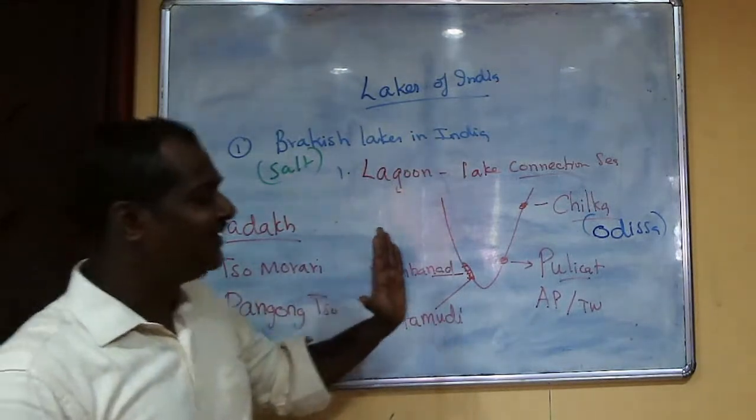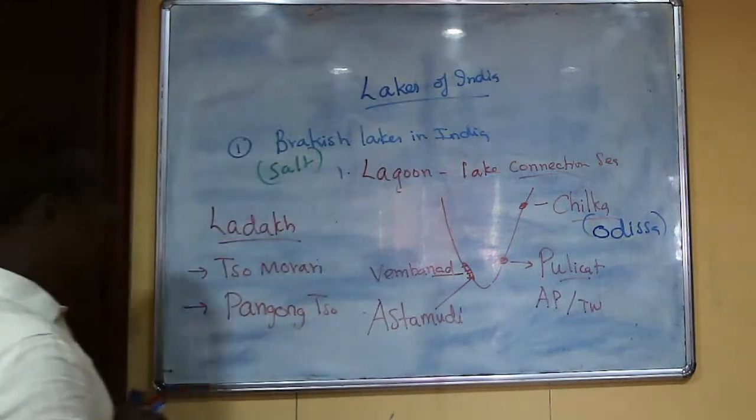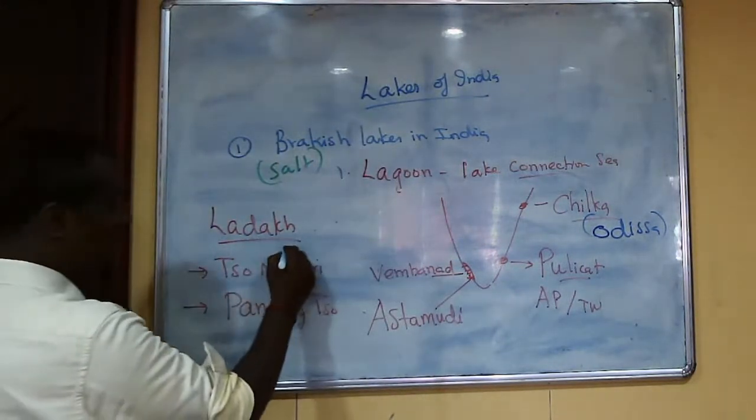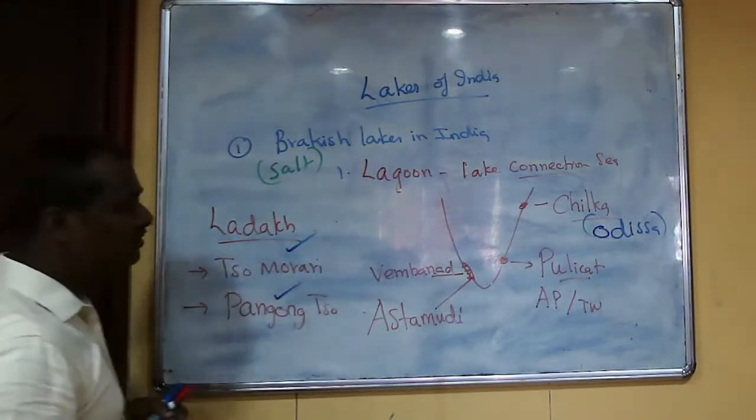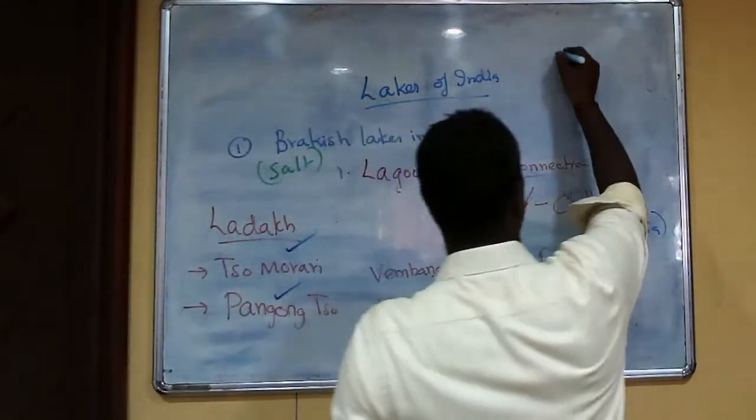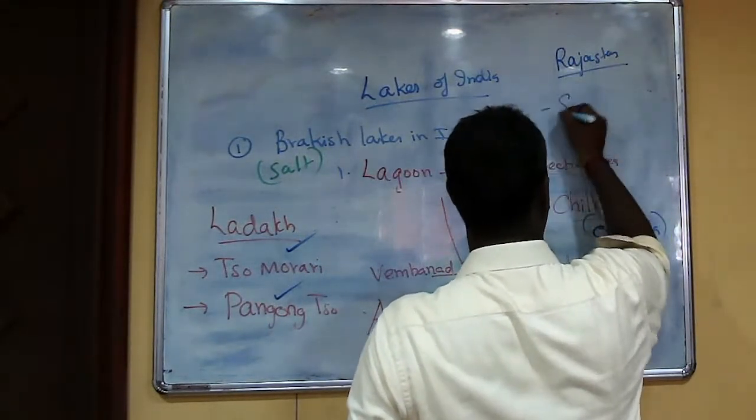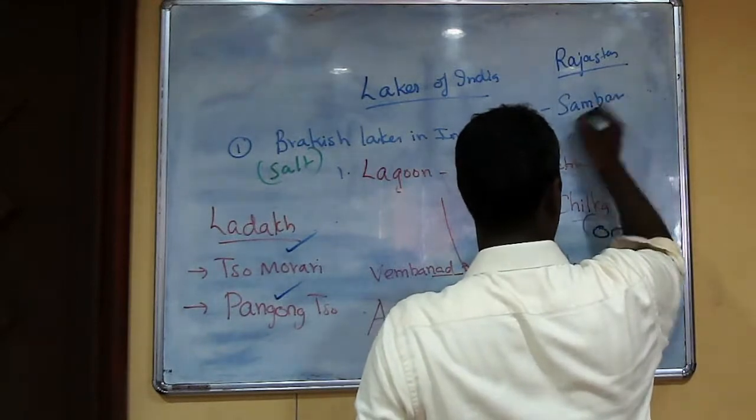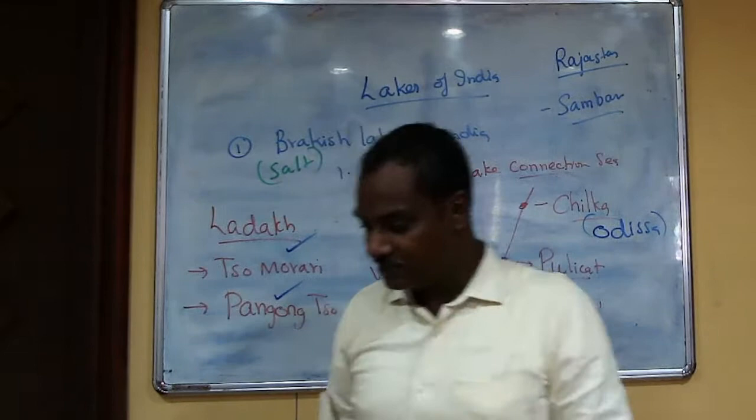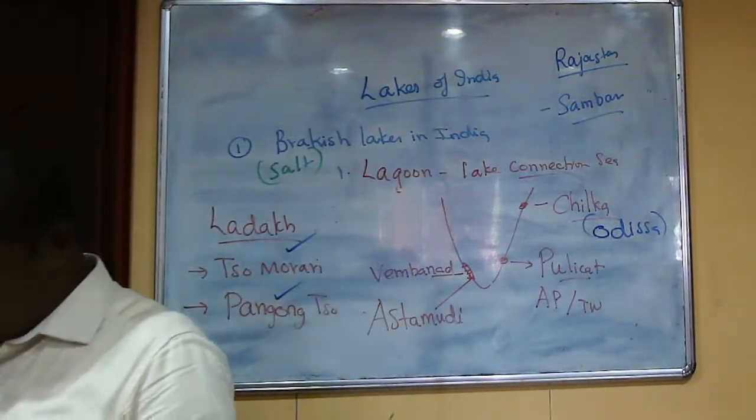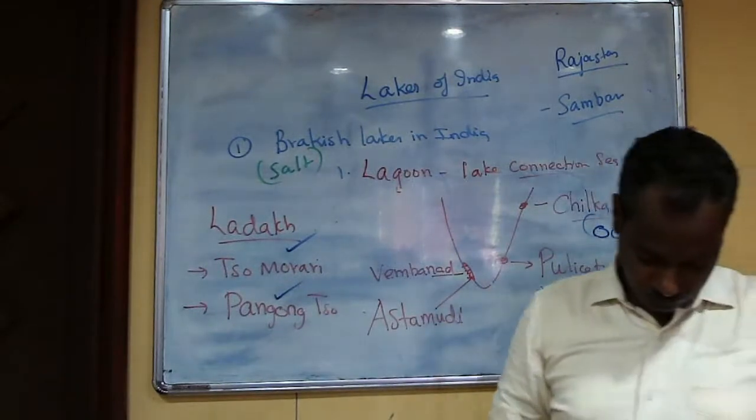Sometimes they'll ask you eastern coast or western coast, which is why this diagram is important. Otherwise, we also have a salt lake in Ladakh: Somorari, Pangong So. Then if you go to Rajasthan, you have Sambar Lake. All these are saltwater lakes in India.